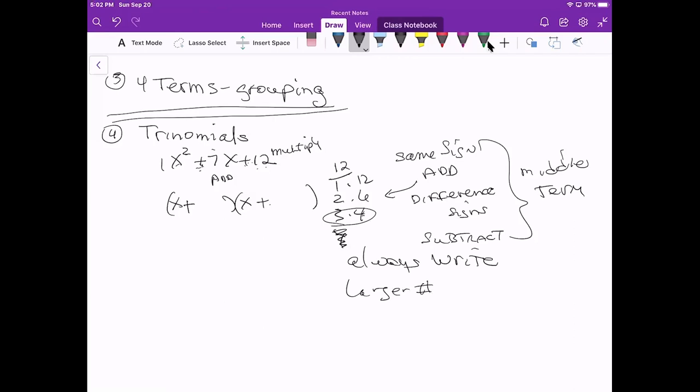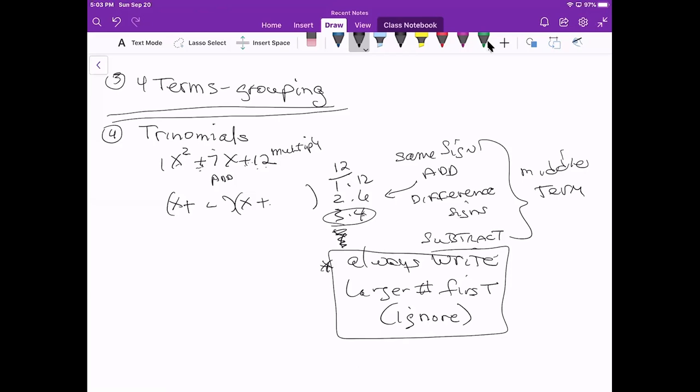Larger number first. Ignore the sign. I don't care if it's negative or positive, it's the absolute value. All right, the 4 is larger than the 3. You write the 4 first and then the 3, and that's your answer.